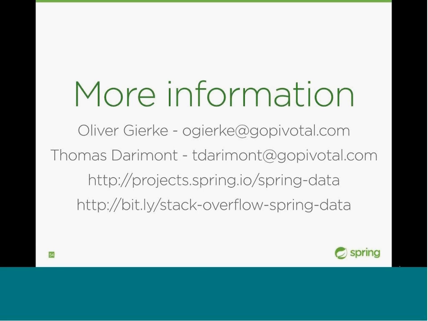Okay. Next question was from Thomas. If a domain class is a java.util.Map, how does the Spring Data Mongo project set the IDs on save?